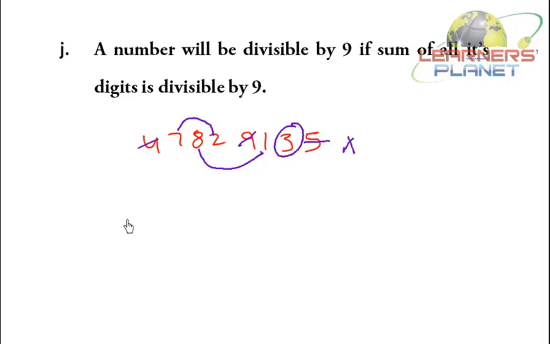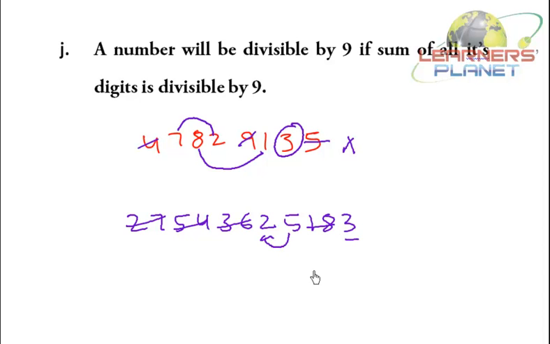Let's take more examples. Just choose another random number: 2 7 5 4 3 6 2 5 1 8 3. Okay, let's make the combination of 9. It's 9: 2 plus 7, 5 plus 4 is 9, 3 plus 6 is 9, 2 plus 5 is 7. Okay, this is 8 plus 1, 9, and this 5 plus 2 is 7, plus 3 is 10. So we are getting 10, which is not divisible by 9.